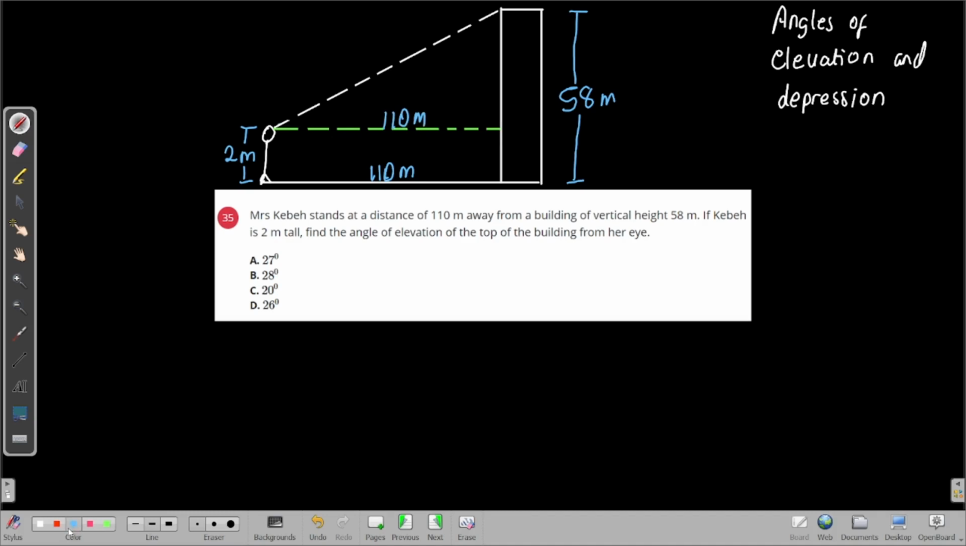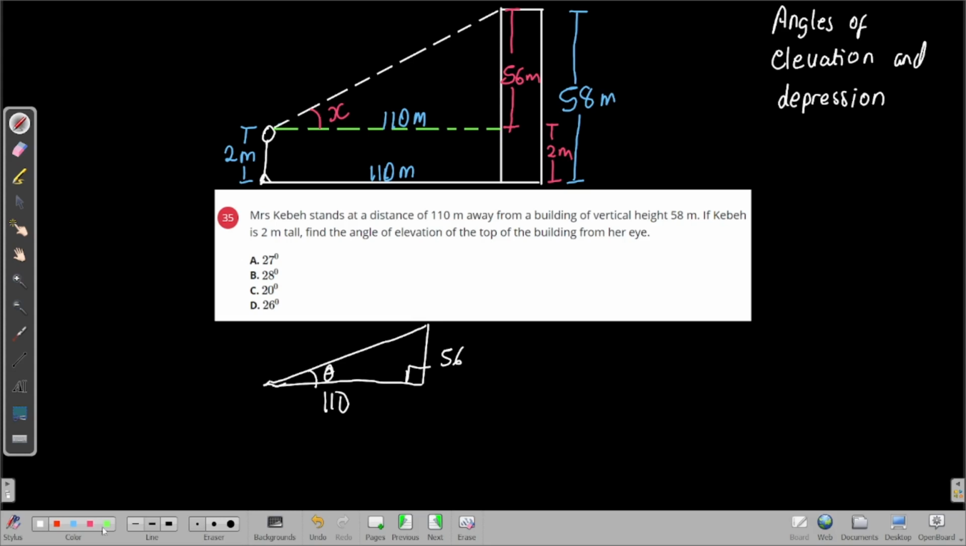What's the angle of elevation? That is what we are looking for. So what's the distance from this place to this place? That will be 56. Why is it 56? Because from here to here is 58 and the woman is 2. So if you minus 2 from 58, what is left is 56. So from there to there is 56. So we have a triangle: 56, 110, and this is our angle theta.